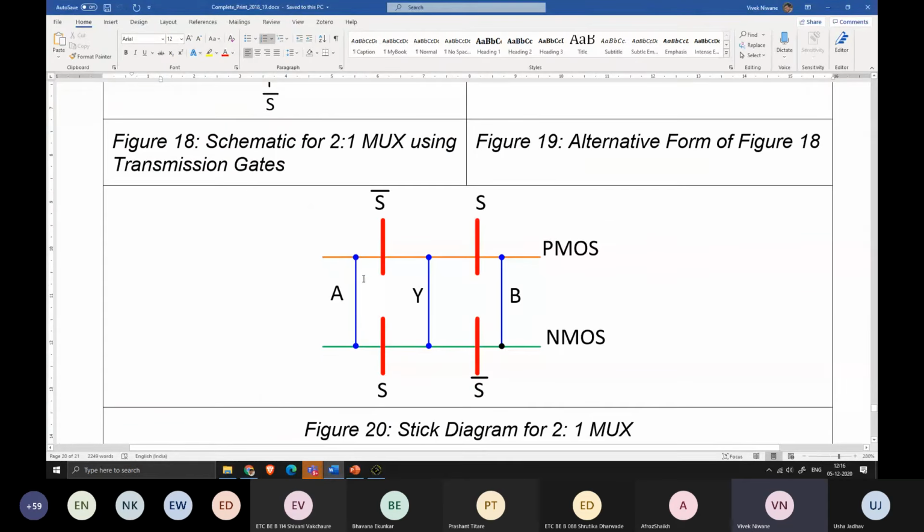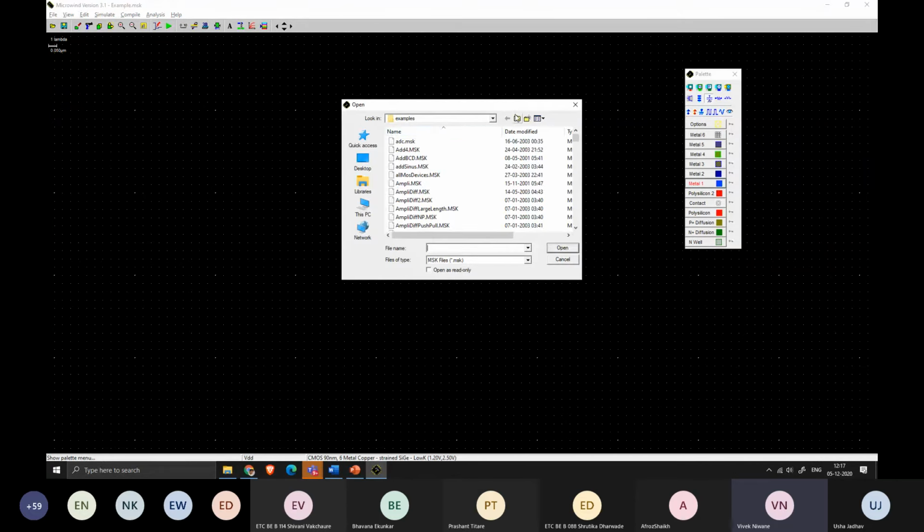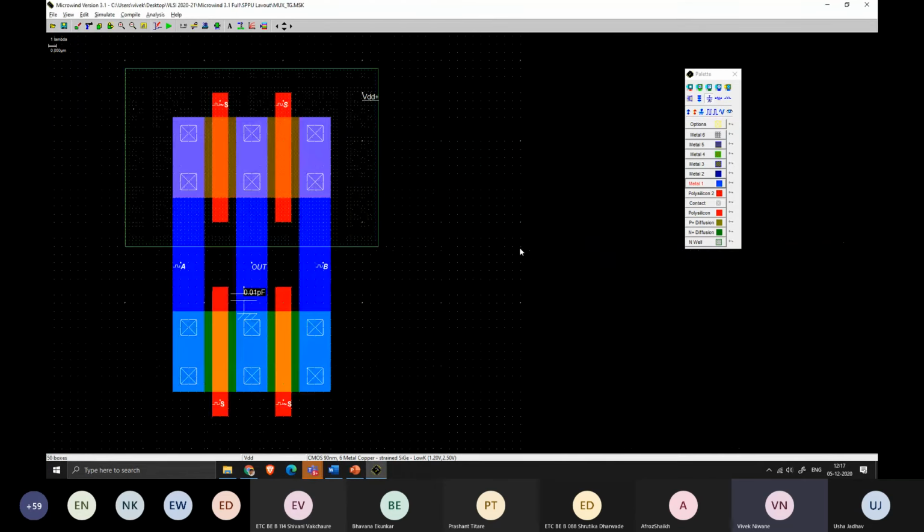ऐसे stick diagram दिखेगी. A, Y, B, S bar, S. So how your layout will look like? Let me show you the demonstration. Let us go and open the mux transmission gate. This is how your layout will look like.